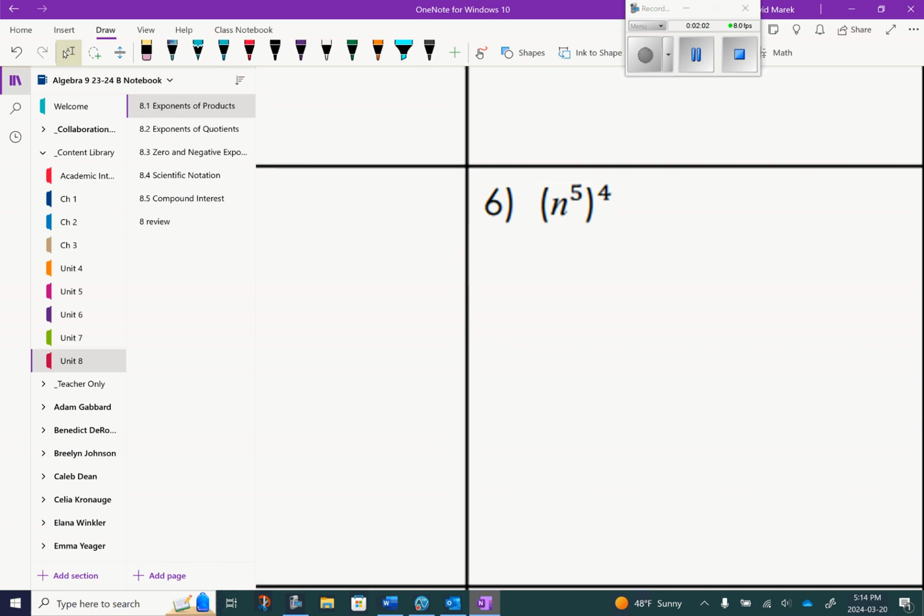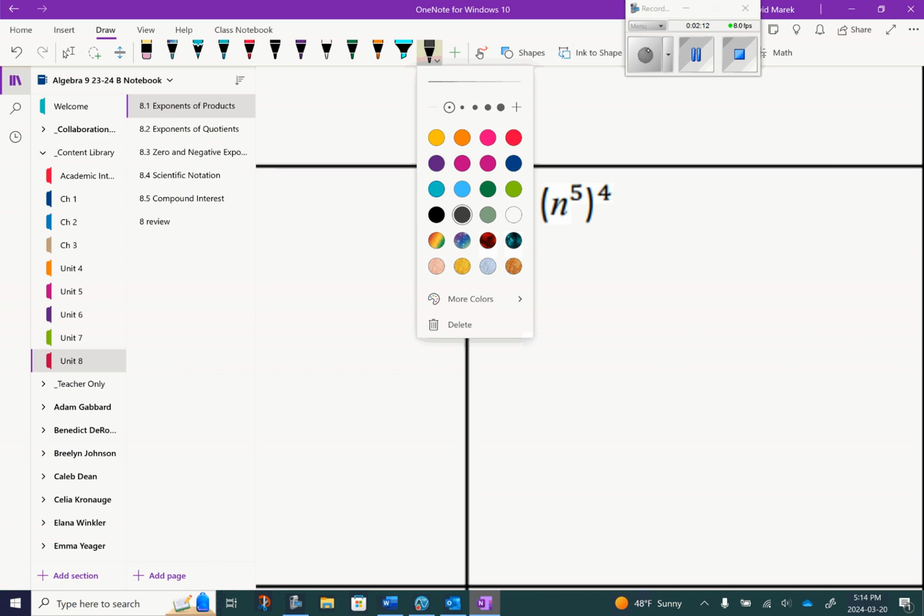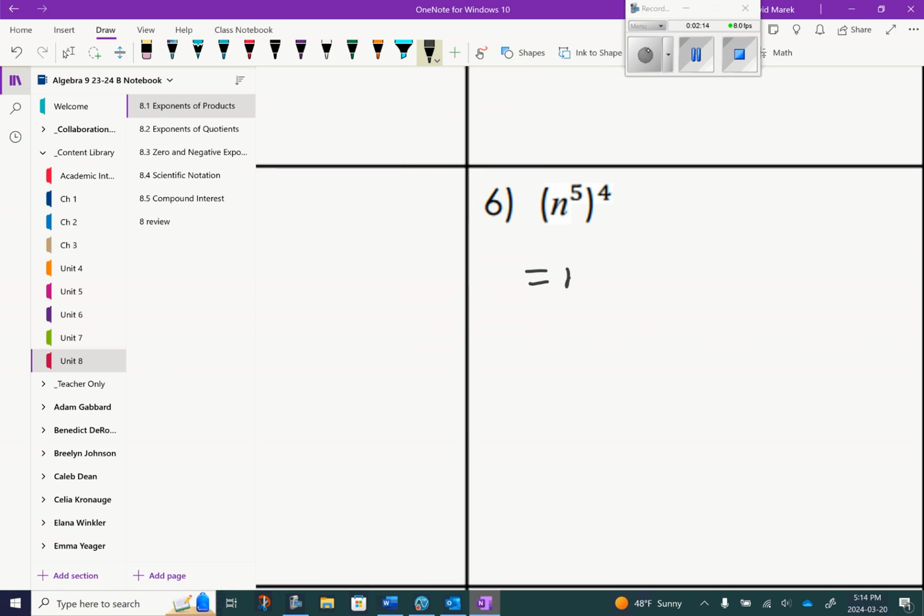For number 6, all right, now this is one of our different rules here. This is power to a power. So in this case, again, short version is take 5 times 4. This is n to the 20th.